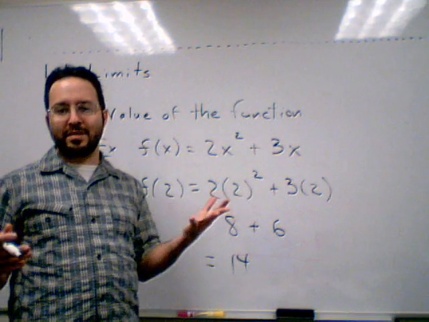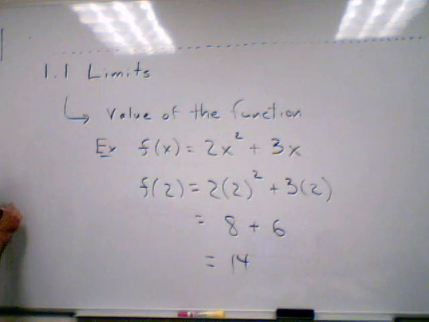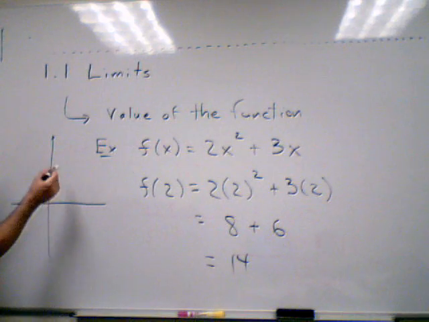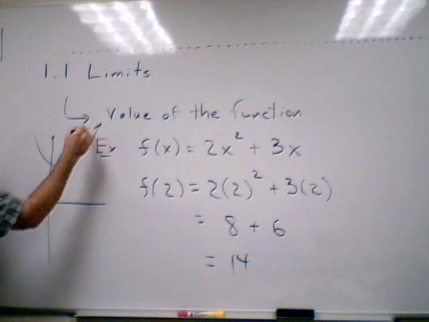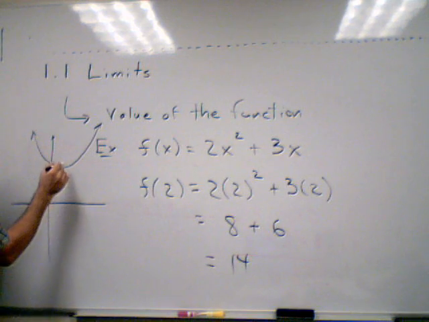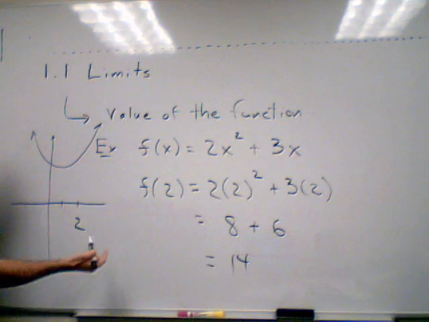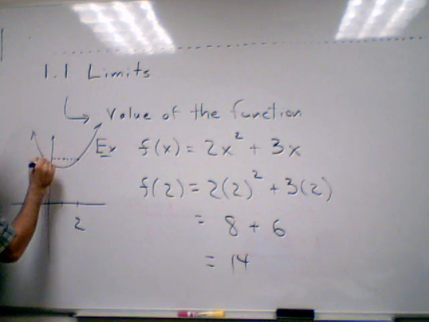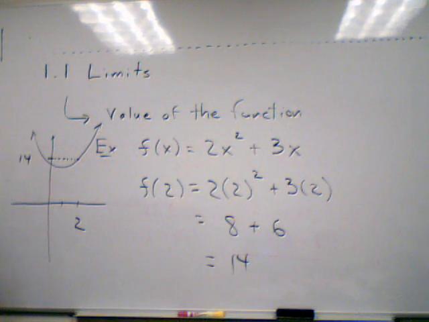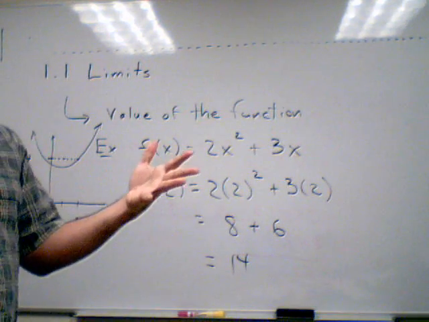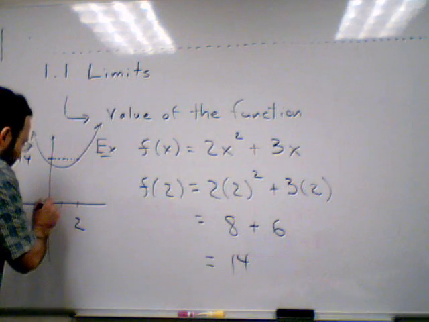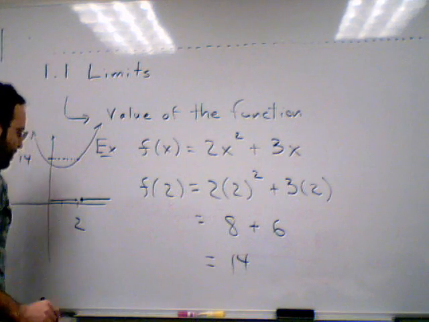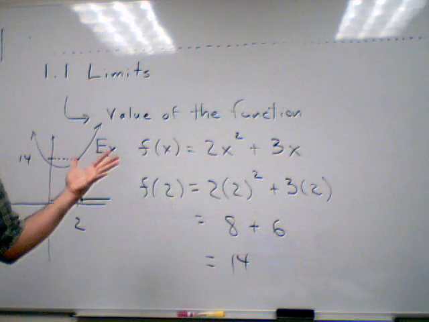Now, in terms of limits, what this is saying is that, let's say this is my function here. And let's say this point here is this x, and at that point the value of the function is 14. What a limit is pretty much saying is that as I get closer and closer to this x value, what is the value of the function?